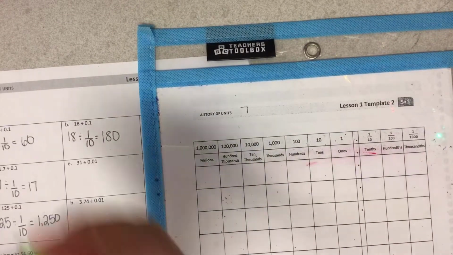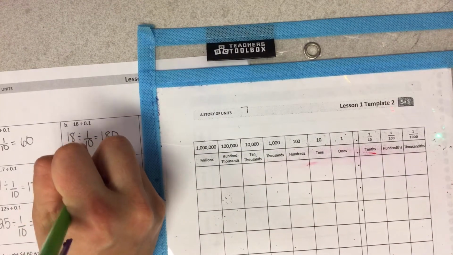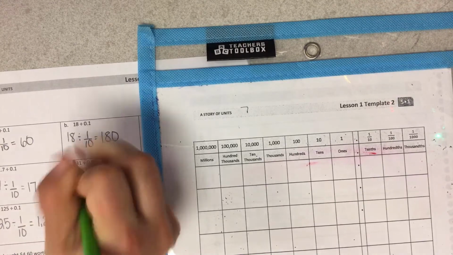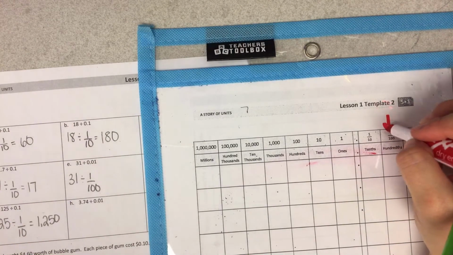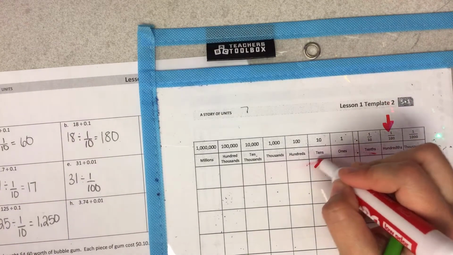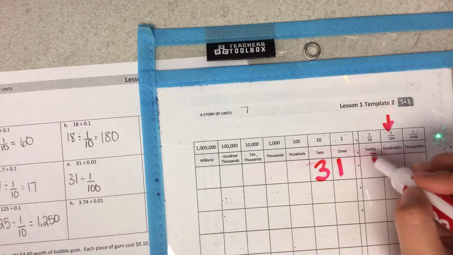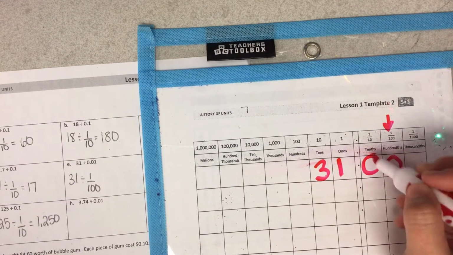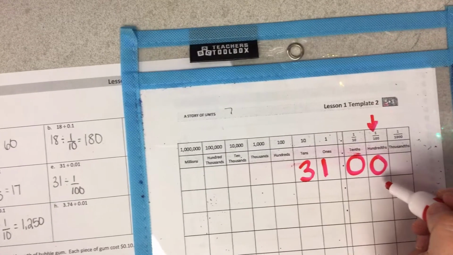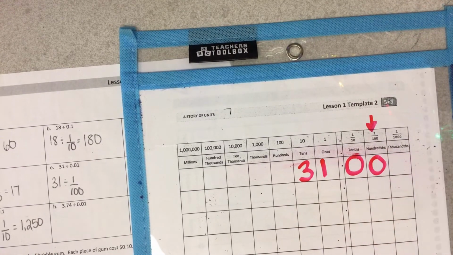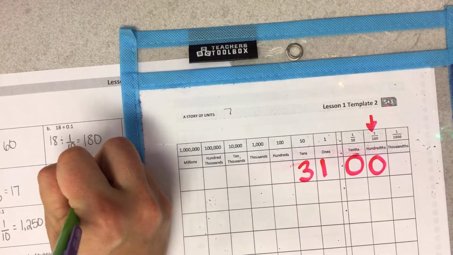Same thing now, we're going to do 31, and we're going to divide it by 1/100. So that means that I'm really wanting to stick into this place value. So I'm going to put 31, and when I do this, because I'm splitting it into hundredths, I want to make sure that I end on that hundredths column. So my answer would be 3,100.